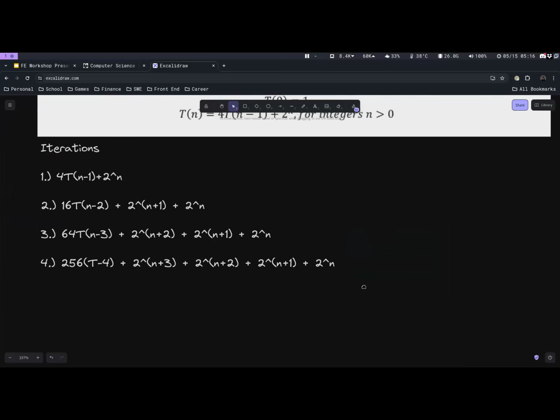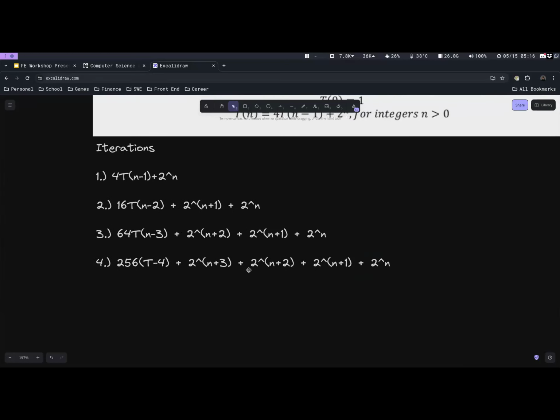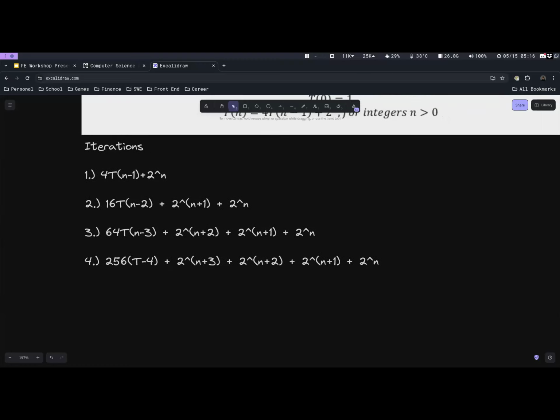Y'all fine with that? Anyways, let's go ahead and try to find our relationship here in terms of k. So this one is a little bit tricky simply because there's a little bit of shifting going on here.